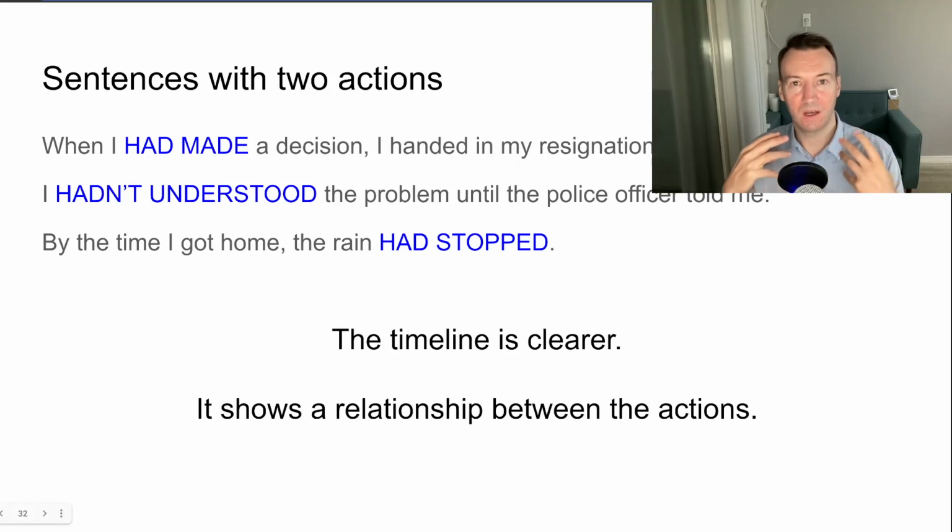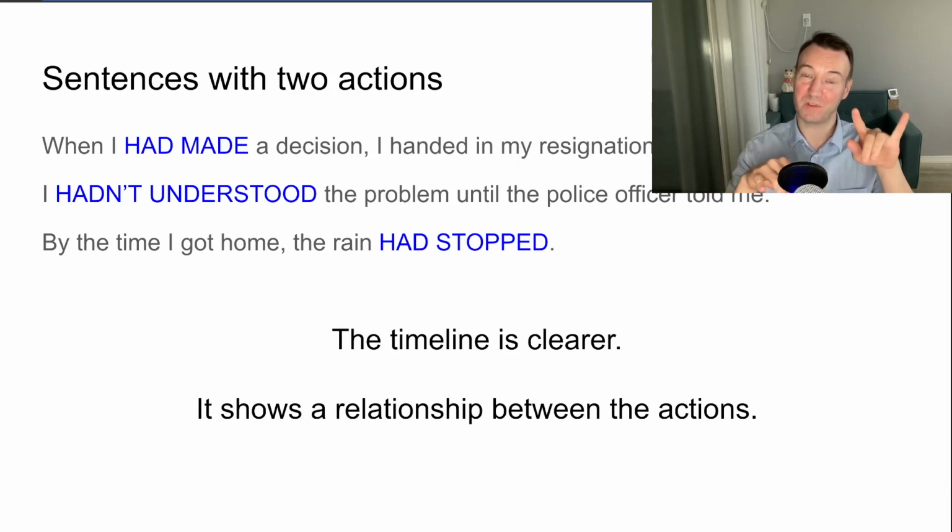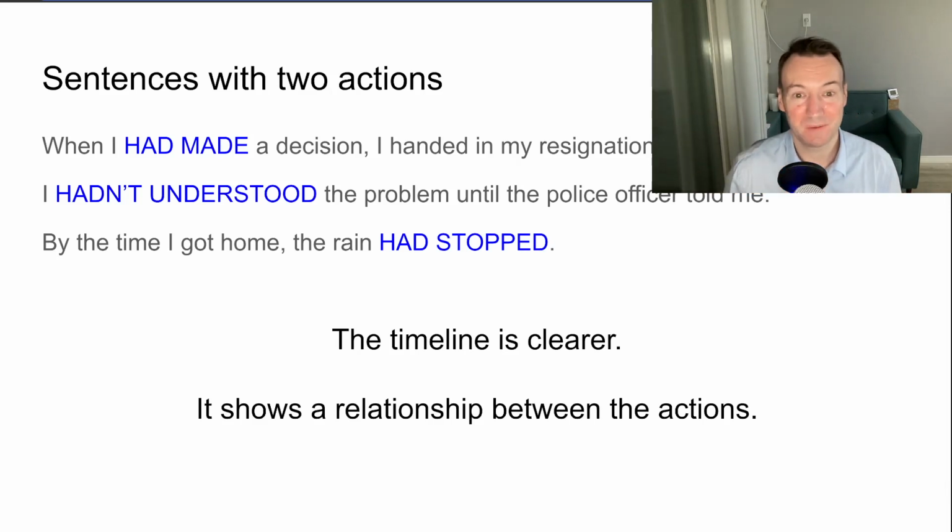So if you think about it in a nice, clear, logical timeline, it gets much easier to use. So again, just think which happened first and then what happened, and everything gets much easier.